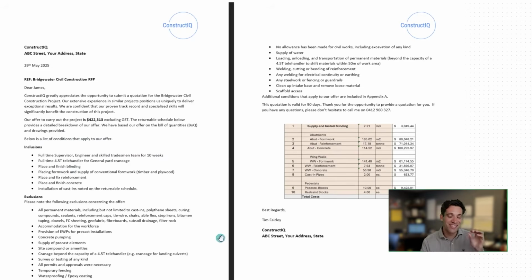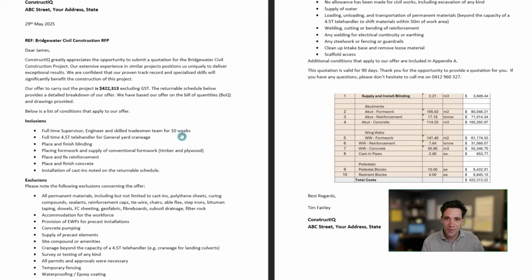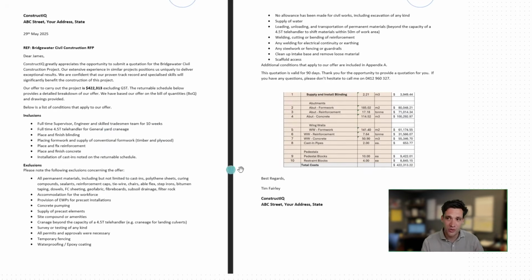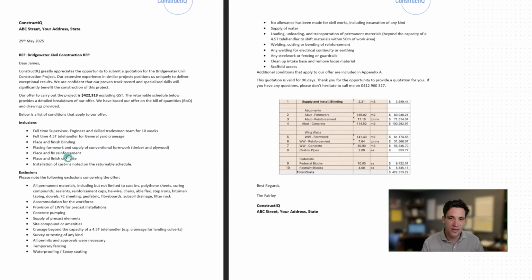Every company should have a standard list of inclusions and exclusions for the type of work they do. It should be updated regularly with issues that are coming up from projects. So here's an example where you have a template letter of offer, which includes the inclusions and exclusions and a breakdown of the quote.